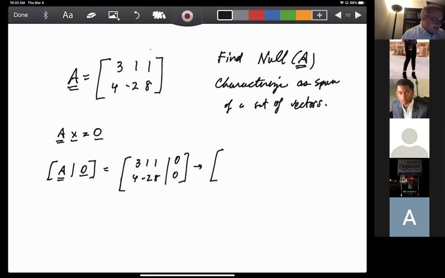So to avoid fractions, I'm going to multiply the first row by 4. So 12, 4, 4, 0. I'm going to multiply the second row by 3. So I get 12, -6, 24, 0. Everyone clear on the row operations we did there? Right.